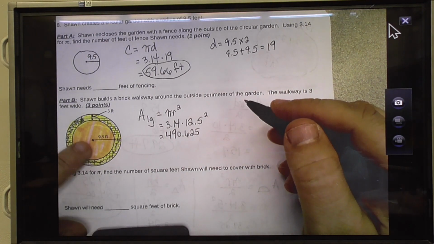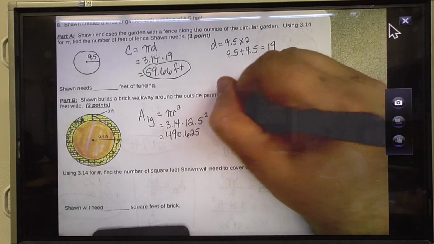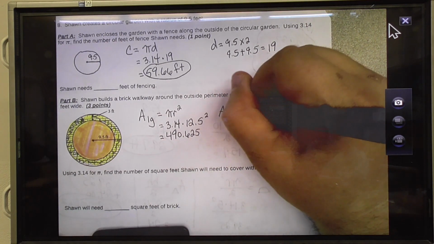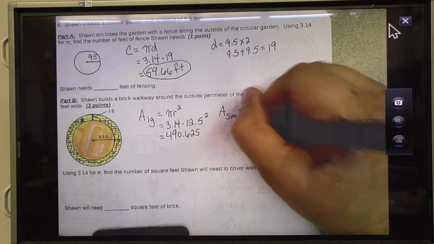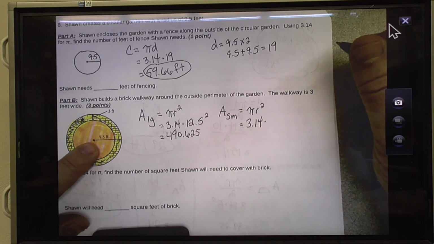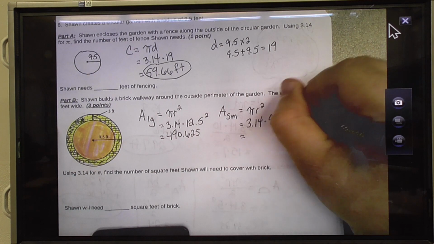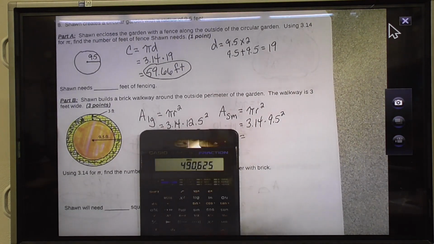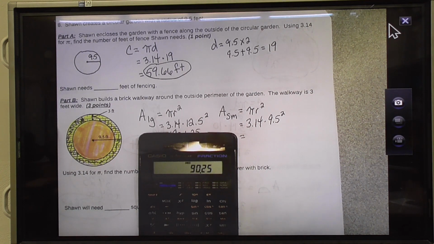So again, I want to figure out what's the area of this pink section right here. So I'm going to find the area of the small circle, the garden part, which is a full circle, so pi r squared, 3.14 times the radius of the small circle, 9.5. And I got to square that. So 9.5 times 9.5 gives me 90.25, and I'm going to multiply that times 3.14.